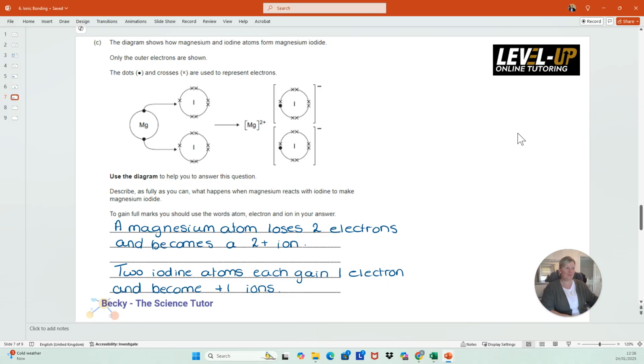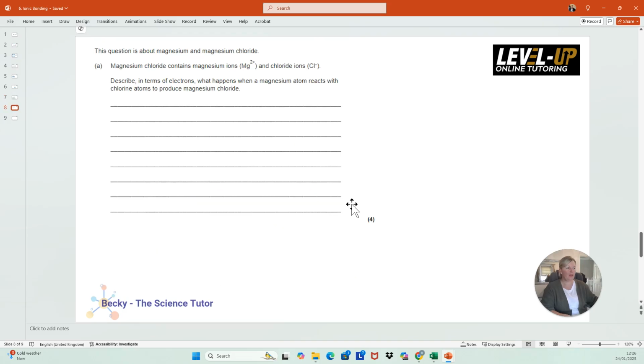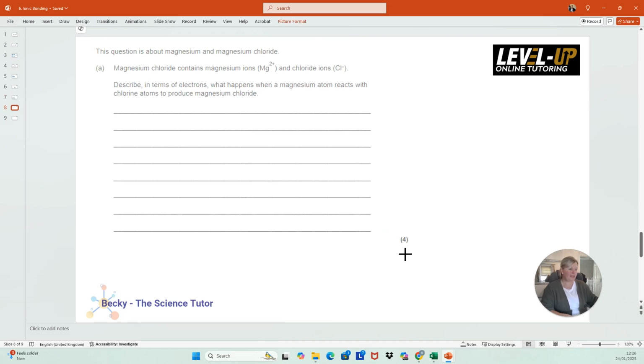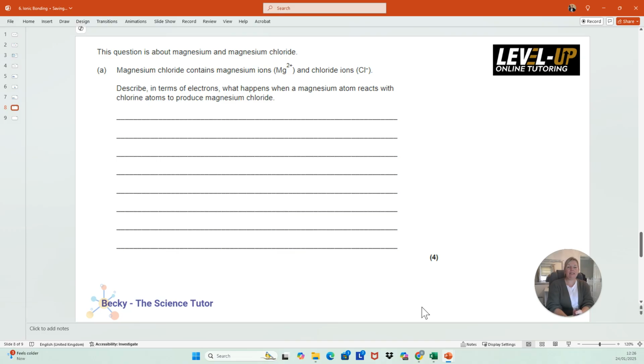Okay, hopefully you're absolutely smashing these. And then I've just put this one in. This is a higher level question. This is a level 3 question. So this would be expected to be found on a higher paper. And this time, unfortunately, we don't have a diagram to help us, but it does tell us what type of ions are formed. So we've got to be a little bit confident.